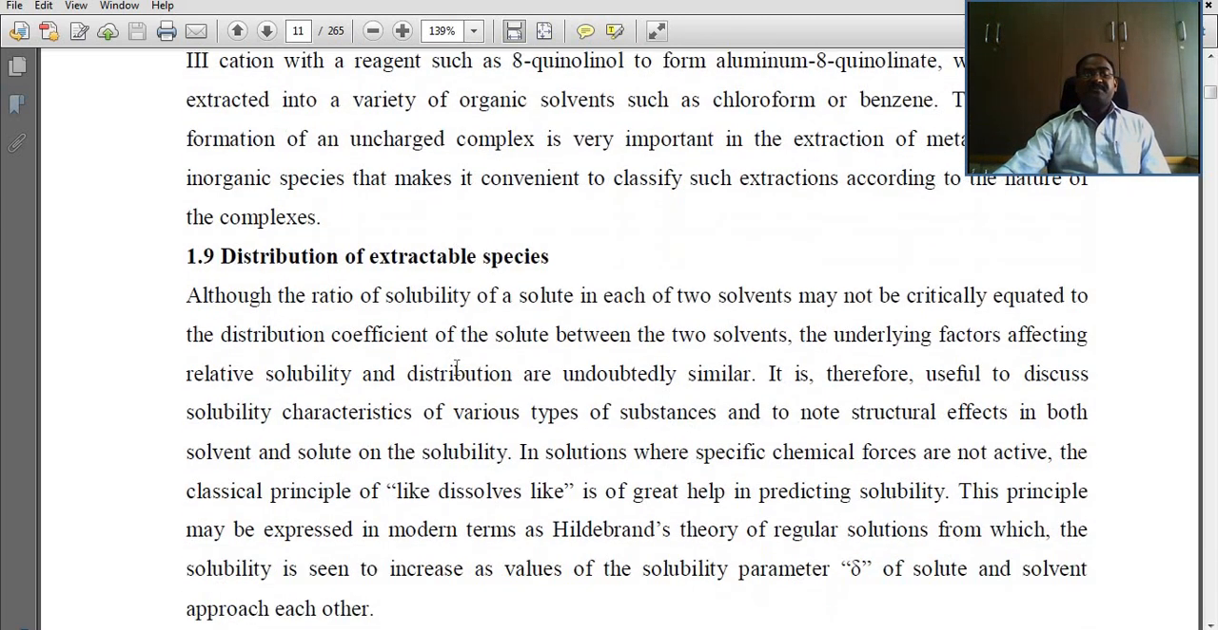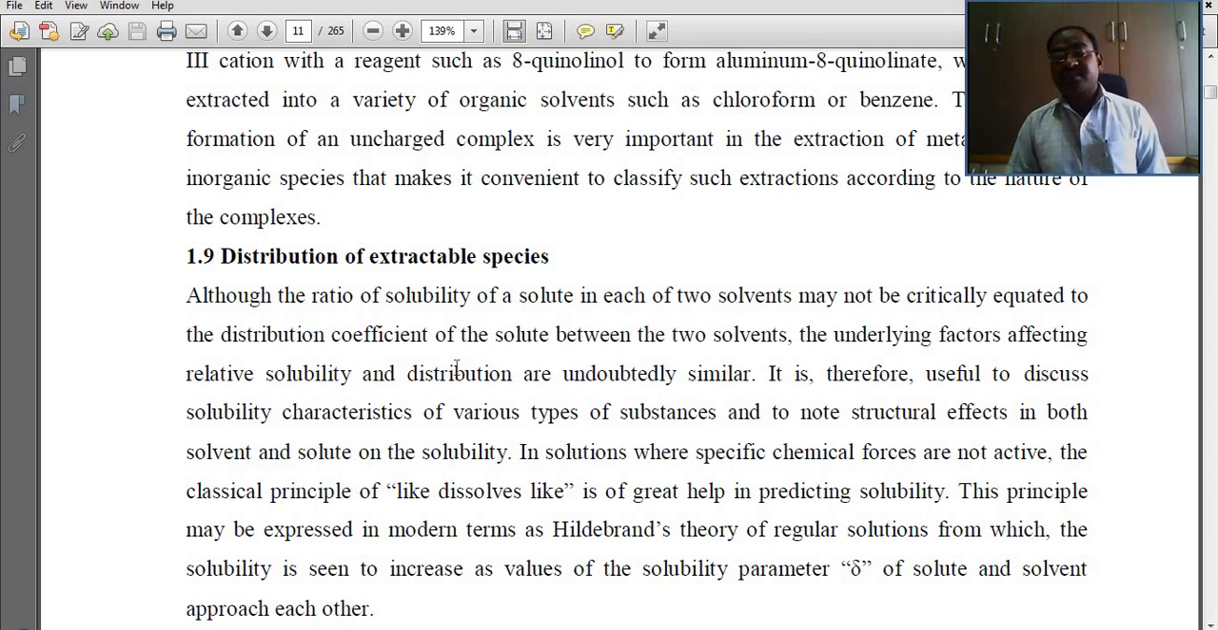The next concept is the distribution of extractable species. The ratio of solubility of a solute in each of two solvents may not be critically equated to the distribution coefficient of the solute between the two solvents. The underlying factors affecting relative solubility and distribution are undoubtedly similar.